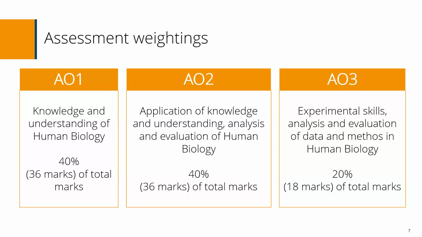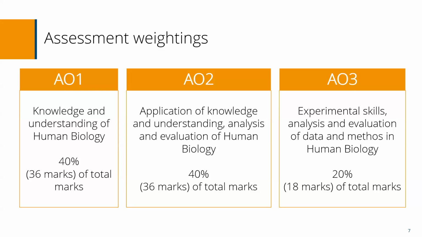The weightings are the same for AO1 and AO2, and AO3 is slightly less. AO3 questions tend to focus on practical skills or assessing practical data. The total number of marks for recall has been reduced to 14 marks, or 15% of the total marks on each paper. And maths questions can be either AO2 or AO3, although maths questions are usually AO2.